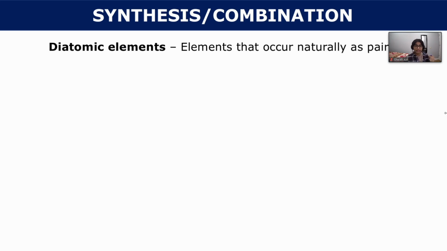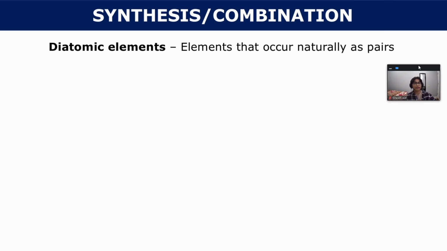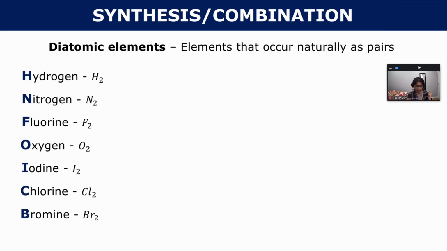oxygen is a diatomic element. And diatomic elements are elements that occur naturally as pairs. So in the atmosphere, you don't see single atoms of oxygen, you see them coming in pairs. And that is a fundamental idea of diatomic elements. And there are going to be 7 of them: hydrogen, nitrogen, fluorine, oxygen, iodine, chlorine, and bromine. And people come up with interesting ways to memorize them.